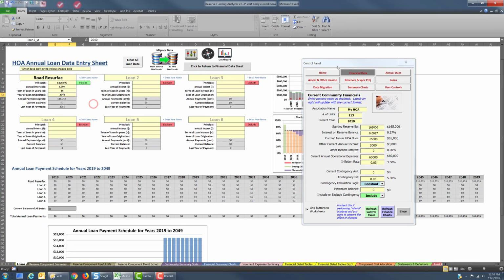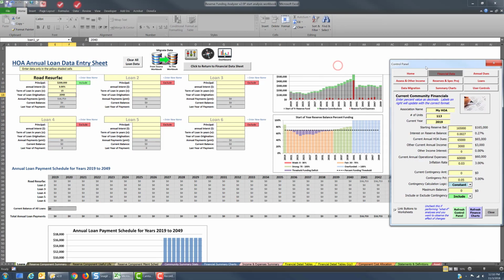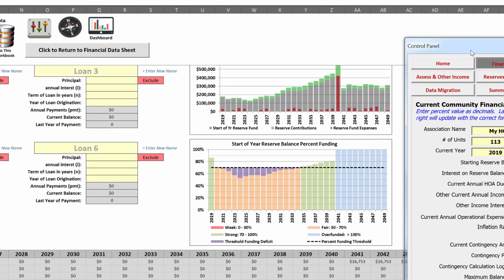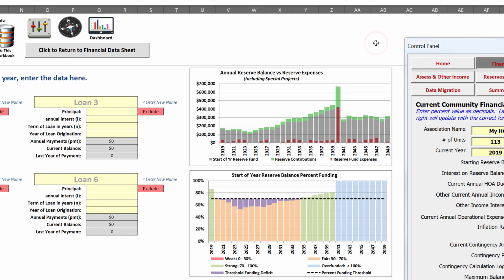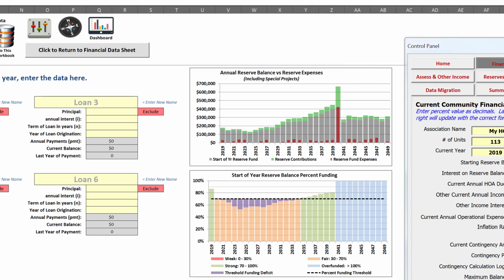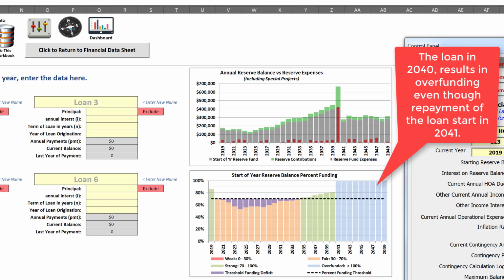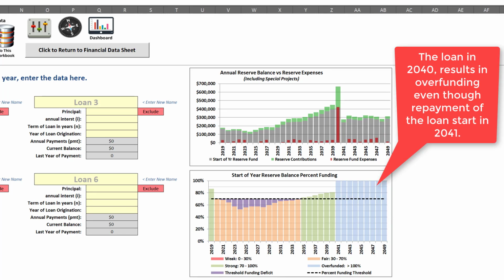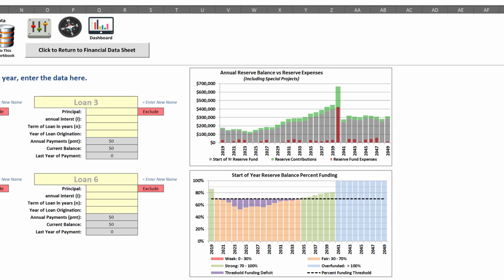Well, if we took out that loan, now I can move this over here and show you what that does. It isn't a bad situation. You can see here that massive influx of cash in 2040, even though we haven't done anything with our annual dues, and we end up with an overfunding situation much earlier. Well, let's go back to our annual dues again here.